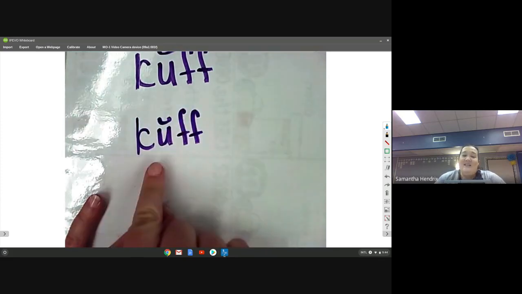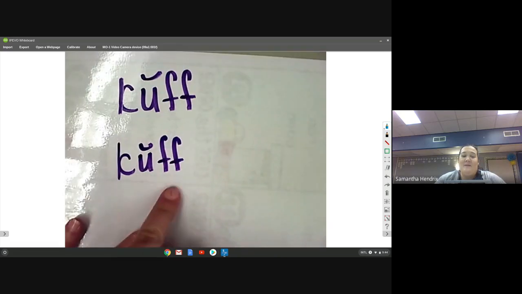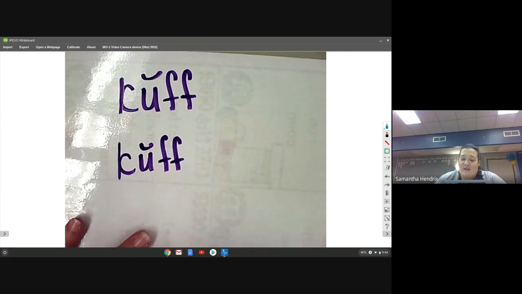That it's the K sound and not the S sound. So it's K, cuff. Okay? So when we code our words, we have to make sure that we're coding them correctly so we know how to pronounce them. Okay?